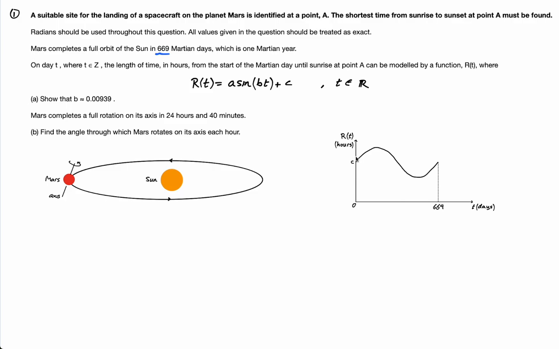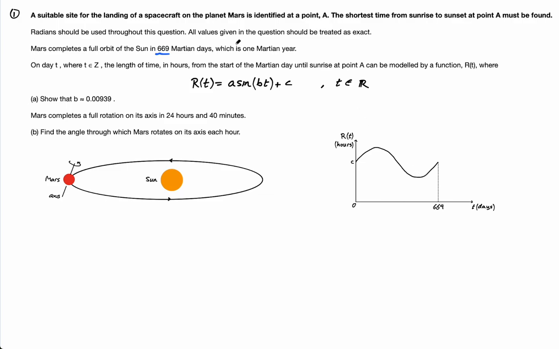It's a bit like the seasons. If you think of it as the seasons, like on Earth in summer, there's more. So this is actually the shortest time from sunrise to sunset. So the shortest time is actually increasing. So yeah, this would be summer here. And then as it goes into winter, there's less time from sunrise to sunset.